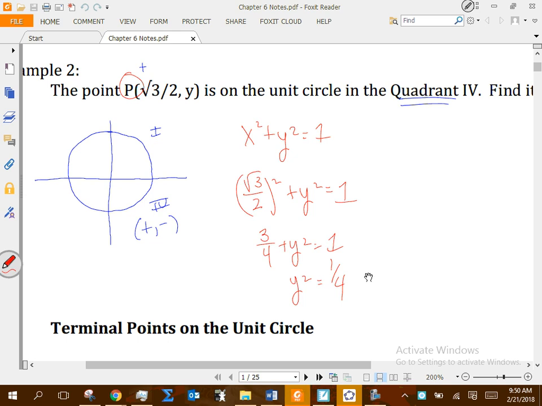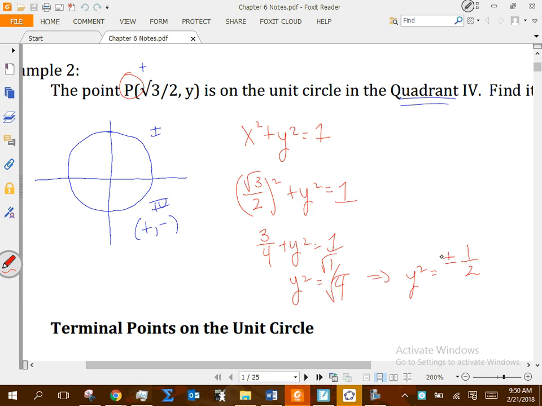1/4. So now that's going to lead to y is equal to plus or minus 1/2, right? Take the square root of this. Square root of 1 is 1. Square root of 4 is 2. And you got plus or minus, right?